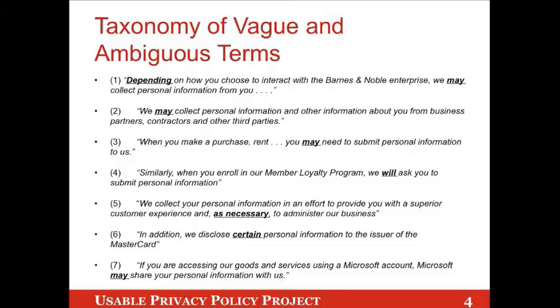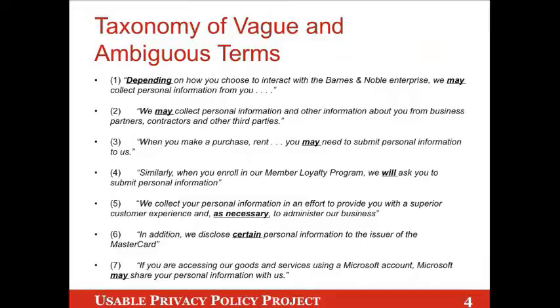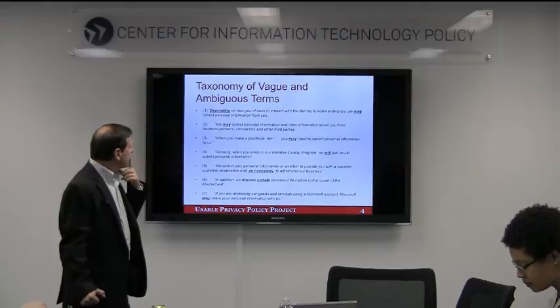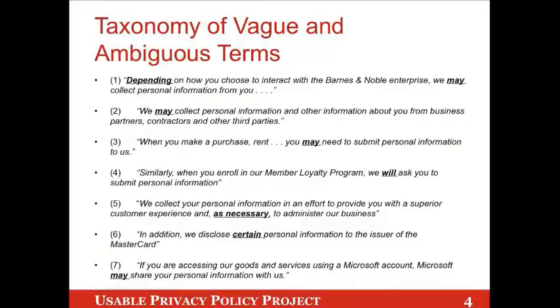What's it describing? You see a clear one, a declaratory one, number four. Similarly, when you enroll in our member loyalty program, we will ask you to submit personal information. We will. So here, we know it's going to happen. We don't know, though, what personal information is. They haven't told us that. So we can surmise, but we're going to have to make some assumptions. We see others. In addition, we disclose certain personal information. What's certain? We collect your information as necessary. It's a condition. Something has to be necessary.